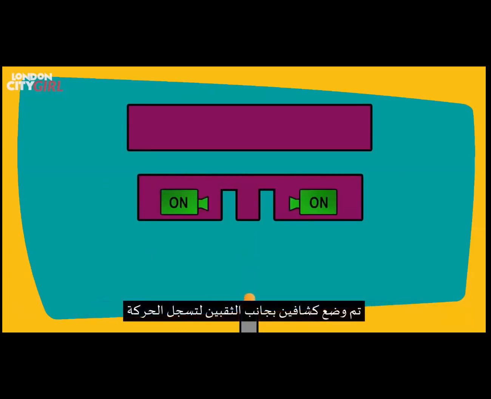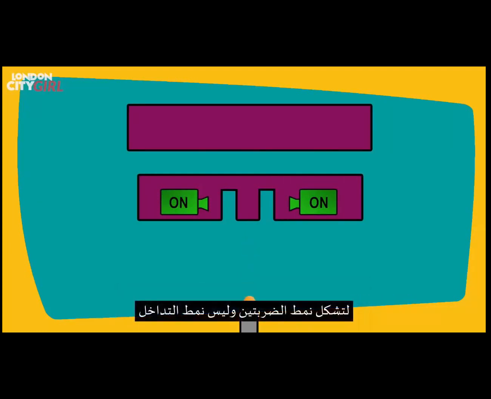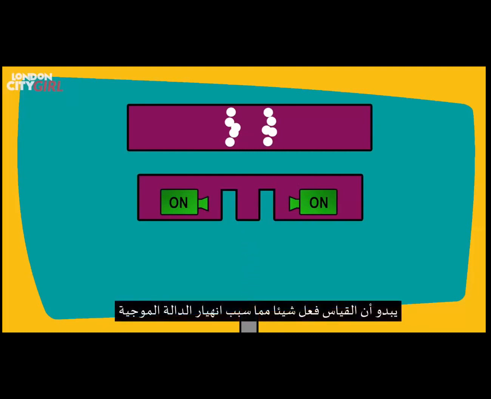The act of measurement. To observe the electron's wave function going through both slits at the same time, detectors were placed next to the slits to capture this activity. But when this was done, something strange happened. The electrons stopped behaving like waves and went through one or other of the slits and landed on the detector screen to form the 2-striped pattern rather than the interference pattern. It seemed as if the act of measuring did something to collapse the wave function.